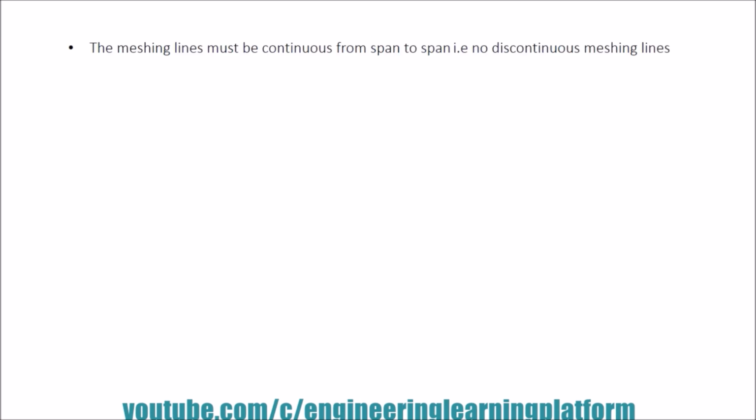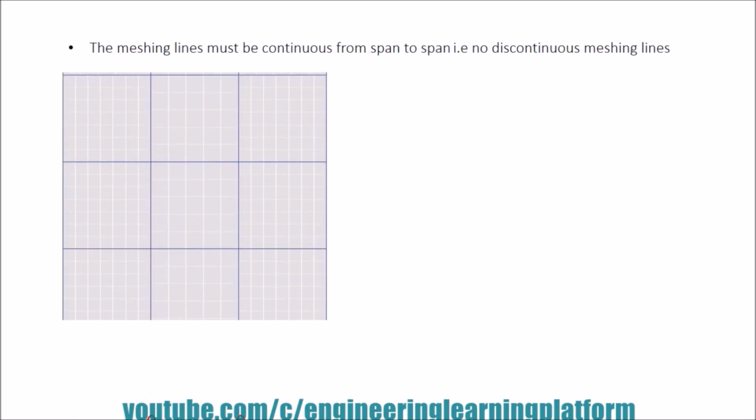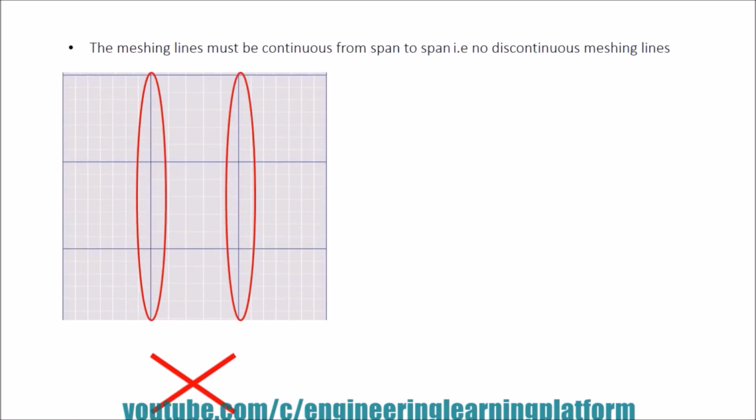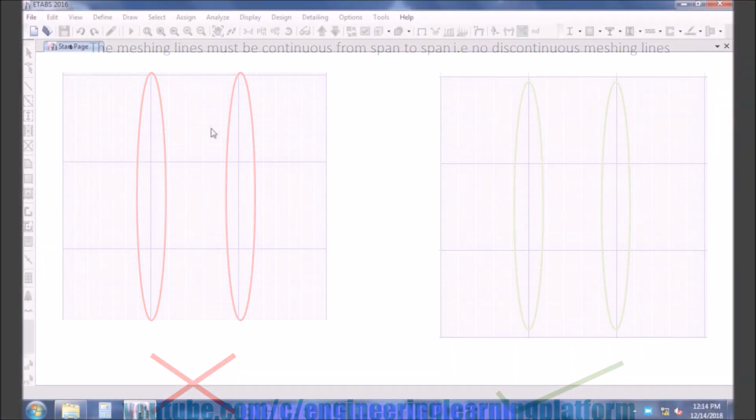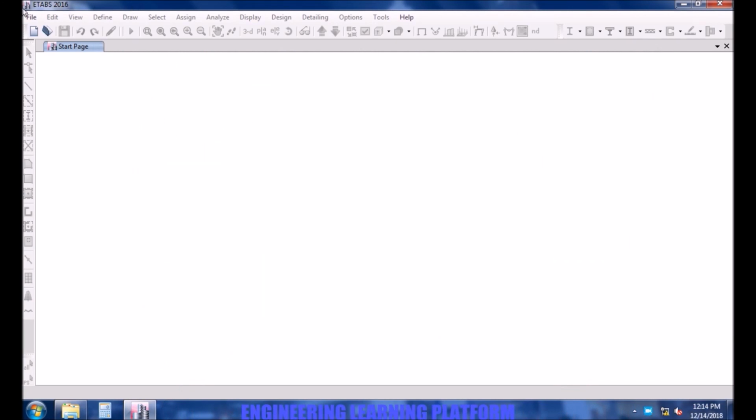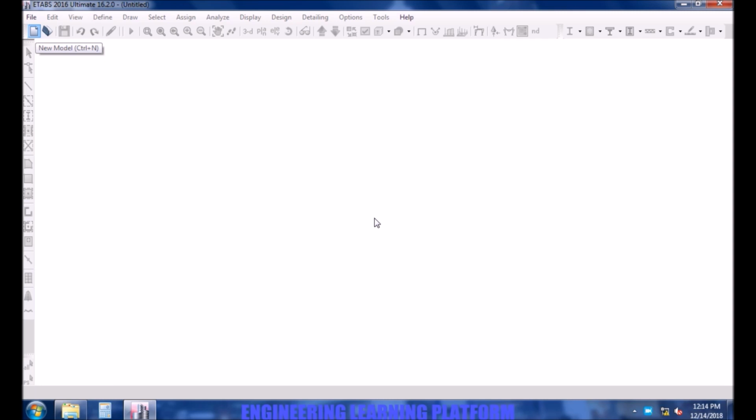The meshing lines must be continuous from span to span. The left side image presents a wrong meshing example, while the right side image presents the right meshing. Let's start with the meshing tutorial.